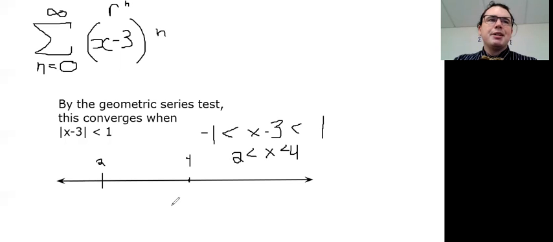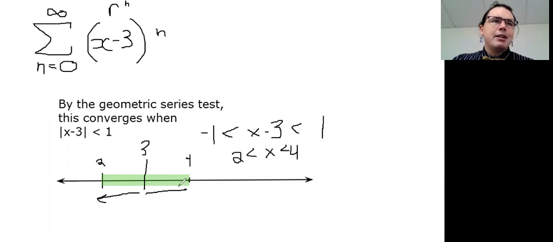A different way I could think about this is that in between 2 and 4, exactly in between, is the number 3. And I'm allowed to go 1 unit away in either direction. If I go exactly 1 unit away, that's too far. The series will diverge. But as long as I am less than 1 unit away, I'm good. And I can see that information spelled out here in the inequality.